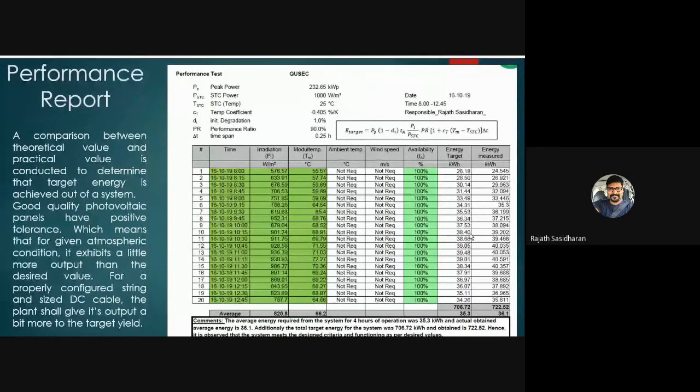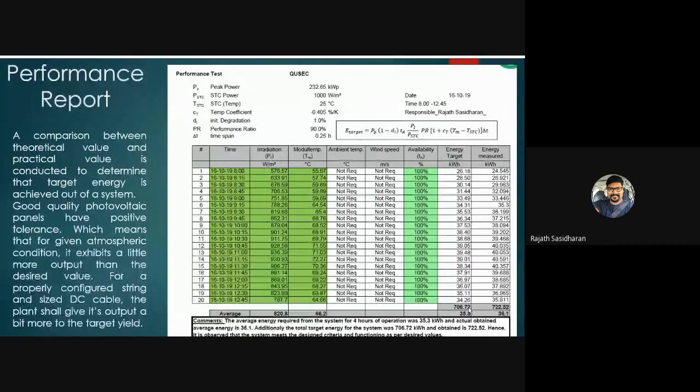So we run it for a couple of hours, ideally for 4 hours. Then we relay the value. Here you can see this is a 232.65 kilowatt peak plant. It's a big plant. On that particular day, theoretically, it should give 706.72 units of electricity. But in reality, it has given 722.52.